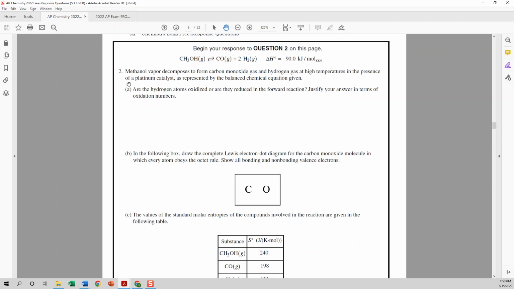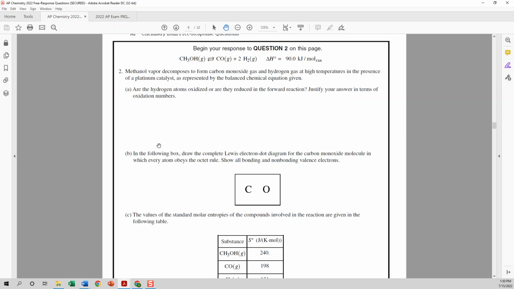And then part A is just asking, are hydrogen atoms oxidized or are they reduced in the forward reaction? Justify your answer in terms of oxidation numbers. Okay, so this one, we have a redox reaction. A lot of times they'll ask you, is it a redox reaction or is it non-redox? This one, they're telling you it's got to be oxidation reduction because hydrogen is either oxidized or reduced, and you have to figure out which one it is. And it says justify your answers in terms of oxidation numbers.